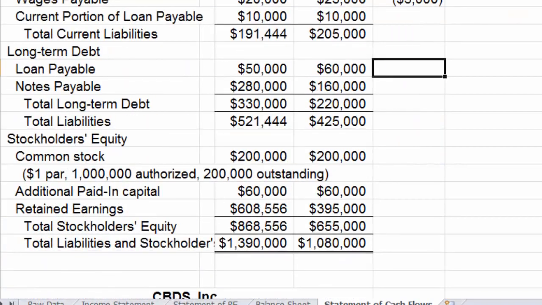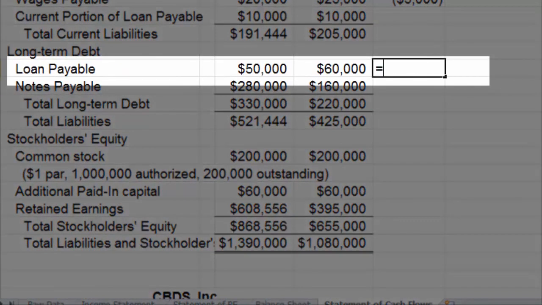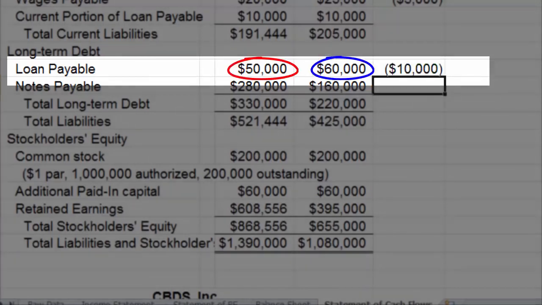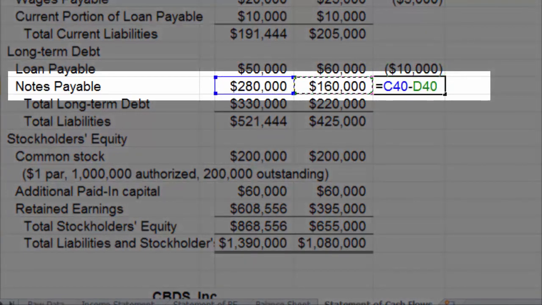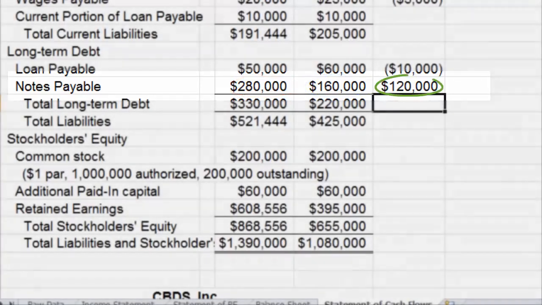Let's go ahead and come down here to our loan payable. Long term, we went from 60 to 50, so I must have paid off 10,000. Here I go from 160 to 280. I took out more debt, so I got $120,000 in cash.